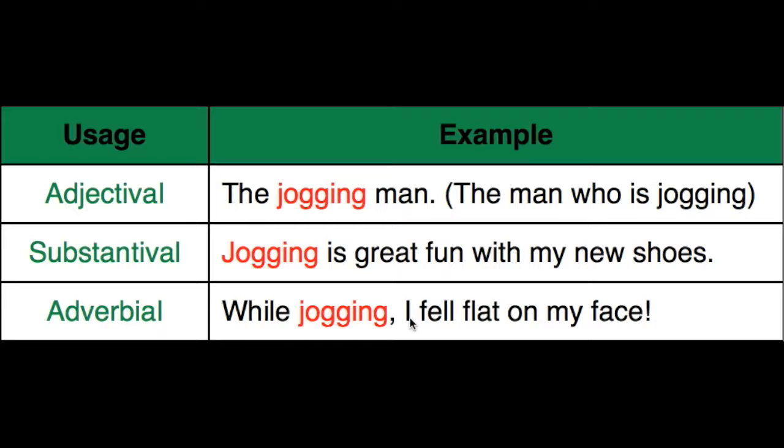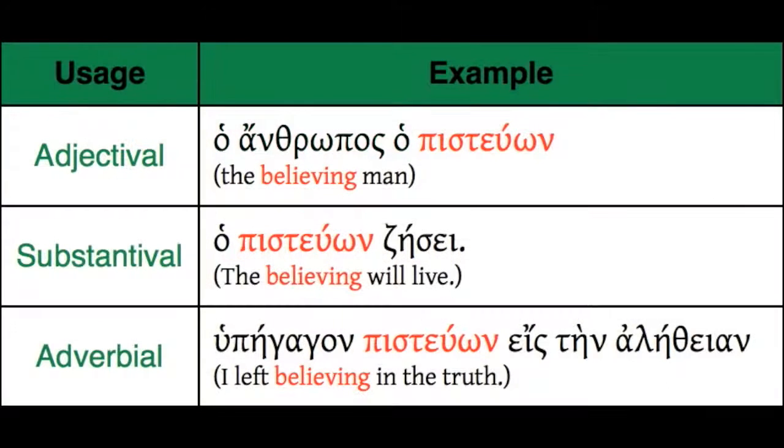I could have said, I fell flat on my face badly, or I fell badly flat on my face. You can see how that adverb there, badly, is used in the same way that while jogging is used. They both modify the falling. I fell while jogging. I fell badly. So we have the adjectival, the substantival, and the adverbial use of the participle. Here it is in Greek.